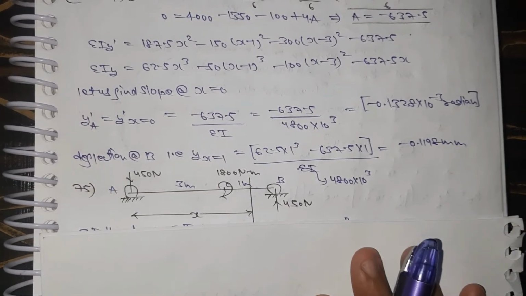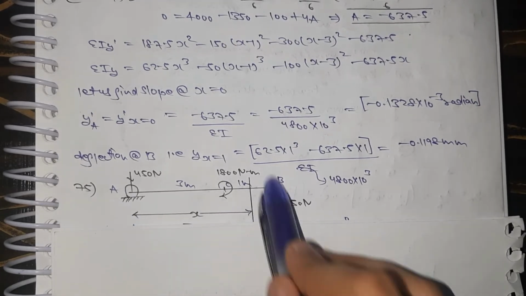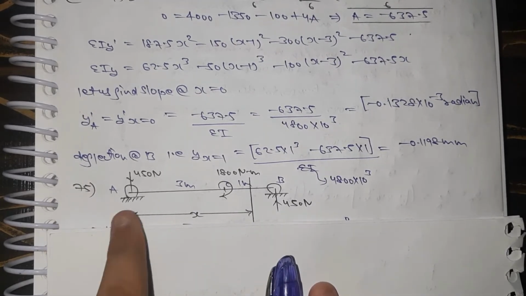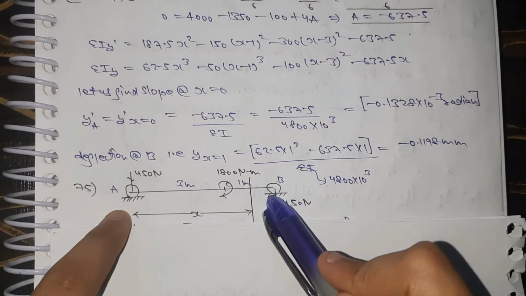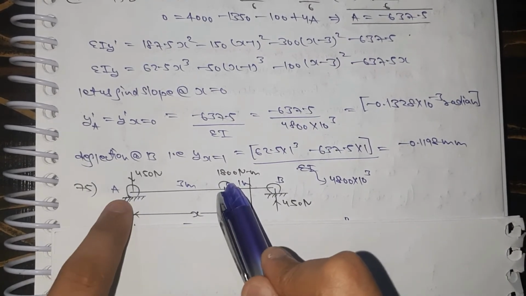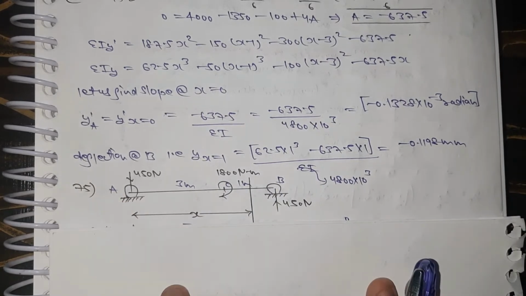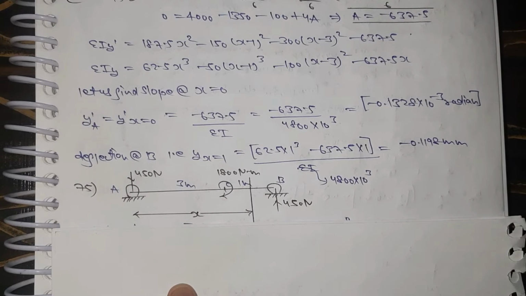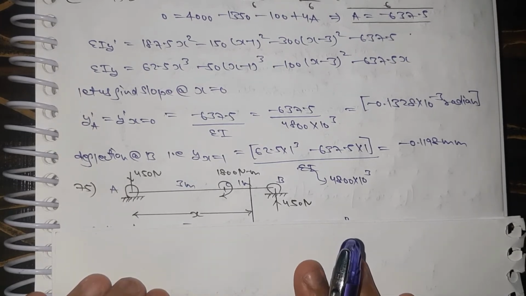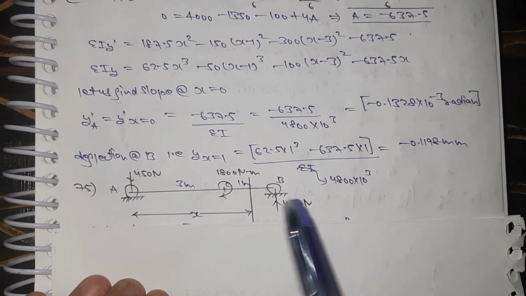Okay guys, so now I'm going to take one more problem. As you can see below, the problem is stating that it is again a simply supported beam with a moment acting at a distance of 3 meters from the left support and 1 meter from the right support. So first of all, as I said in the earlier question, you have to calculate the reactions first.